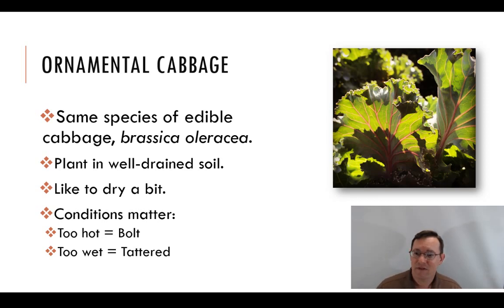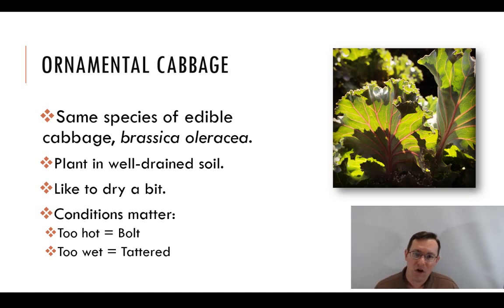Again, like mums, they like to be planted in well-drained soil. Unlike mums, though, ornamental cabbages like to dry out a little bit. So in between waterings, you want to let the roots dry out just a little bit to where it's dry to the touch, if you feel the top of the soil. And conditions do matter when it comes to ornamental cabbage. This year, we're having a pretty cool fall, and we've had a pretty cool summer.